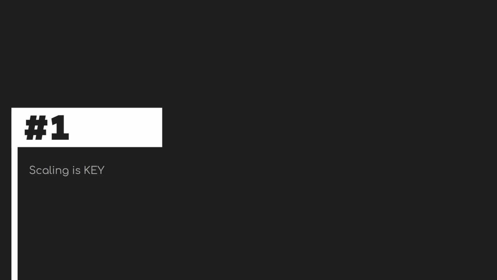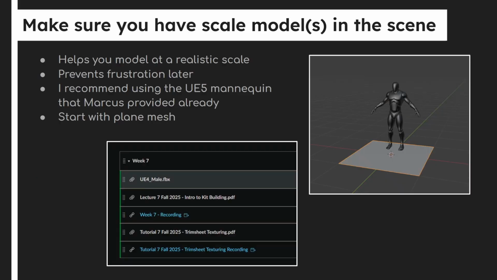This is always one of the most important parts of modeling in general, is scaling. And if you haven't already, make sure you have your Blender scene open that you're going to be working in. So I like to use the UE5 or 4 mannequin. I believe Marcus provided it in week 7 here, as I outlined. This helps you keep the scale realistic and grounded in reality, and prevents frustration later if you have to scale the entire map down. And that would be really frustrating if you're far into development. And I like to start with a plane mesh, right? So we're gonna get started now on that.